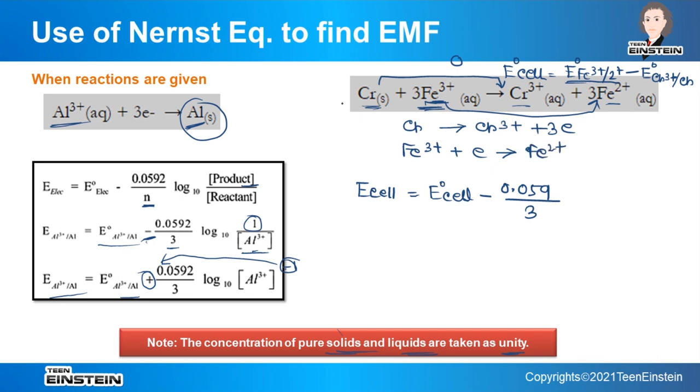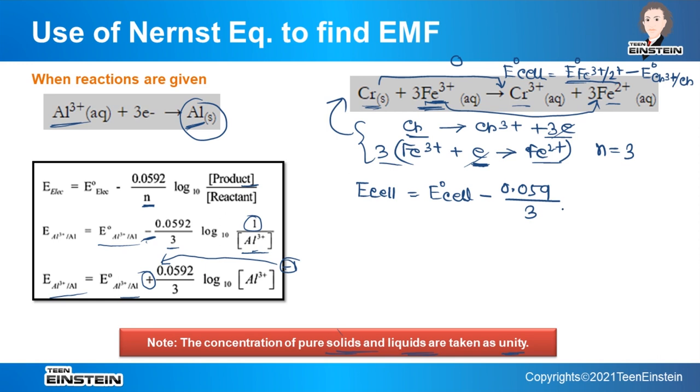Now how can you get the overall reaction from these two reactions? When you multiply the second equation by 3 on both sides, it becomes 3Fe3+ plus 3 electrons, so the electrons will be cancelled. So basically what you get is, left hand side Cr plus 3Fe3+, right hand side 3Fe2+ and Cr3+. So though at first there are 3 electrons and 1 electron, ultimately to get the overall reaction you have to multiply by 3. That is why the n value will be 3, not 1.